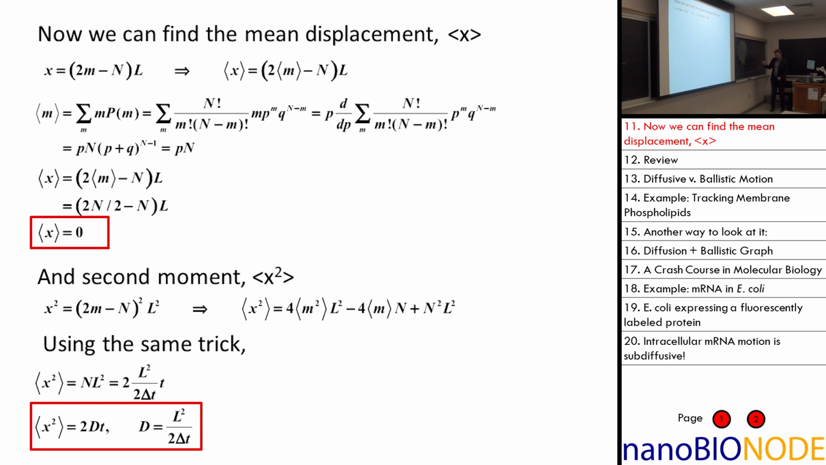The other trick, let me show you what it looks like before I show you the other trick. So that's what I want to do. To find the mean displacement, I need to find the mean number of steps to the right from my probability distribution. And I can find that by using this general way to calculate the average of something. So the mean value of m is just m times p of m summed over all possible m. The next thing I do is substitute in p. I know what p of m is. It's this thing, so I write that out.